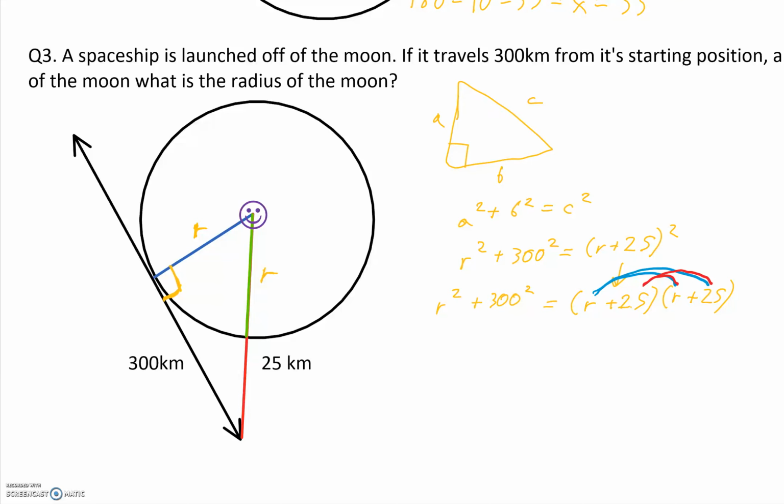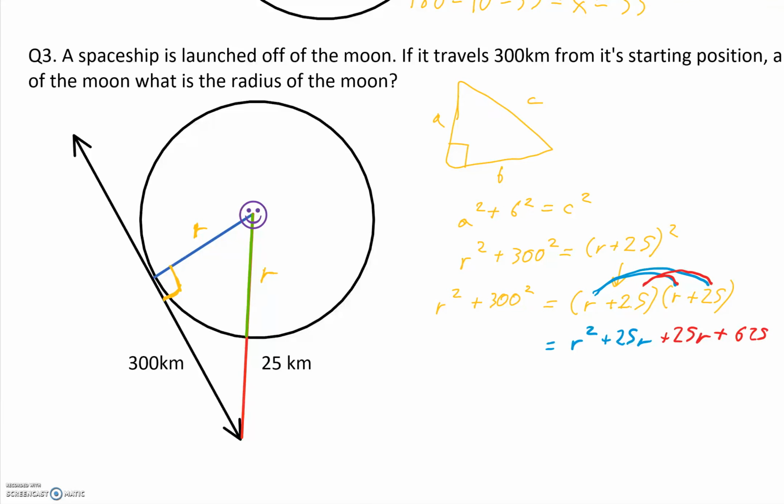So let's start out with the blue ones. R to R is R squared, R to 25 is 25R. Let's go to the red ones. R to 25 is 25R, and 25 to 25, hold on, let me just punch this in. 25 times 25 is 625. So I would be using a calculator for those calculations, but you don't absolutely need it. It just makes things go much faster.